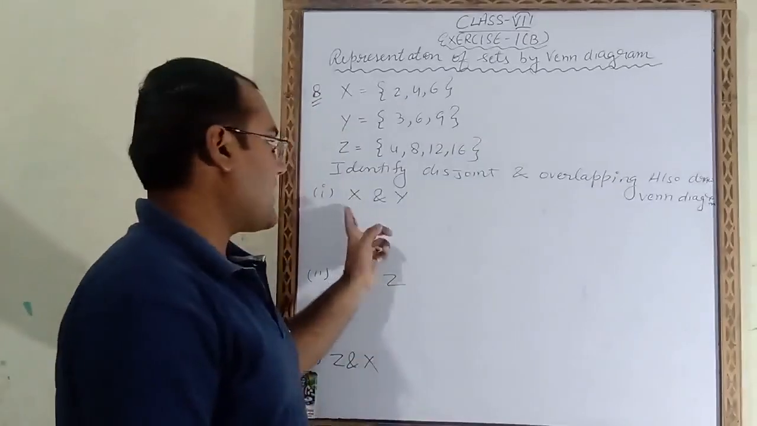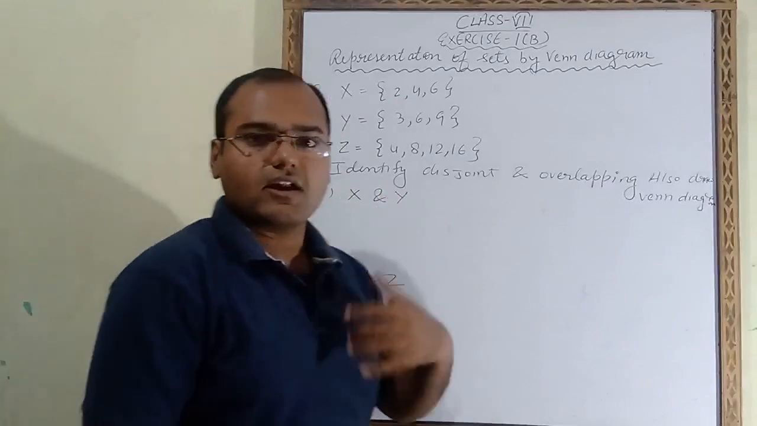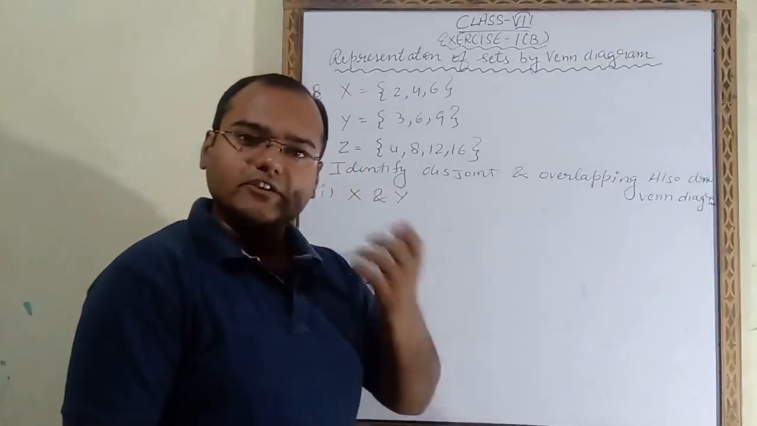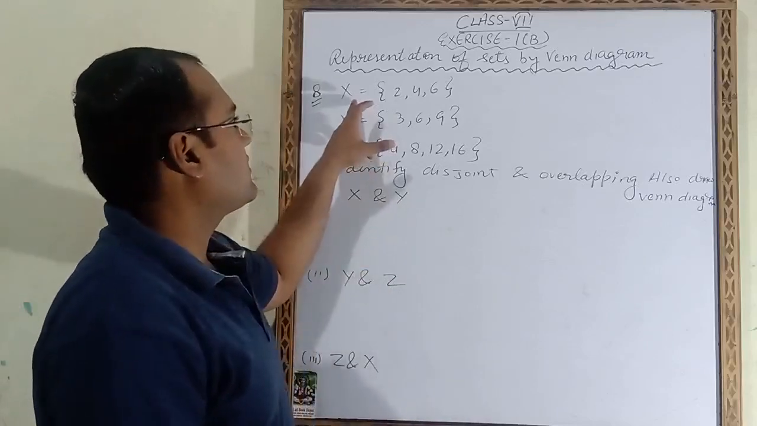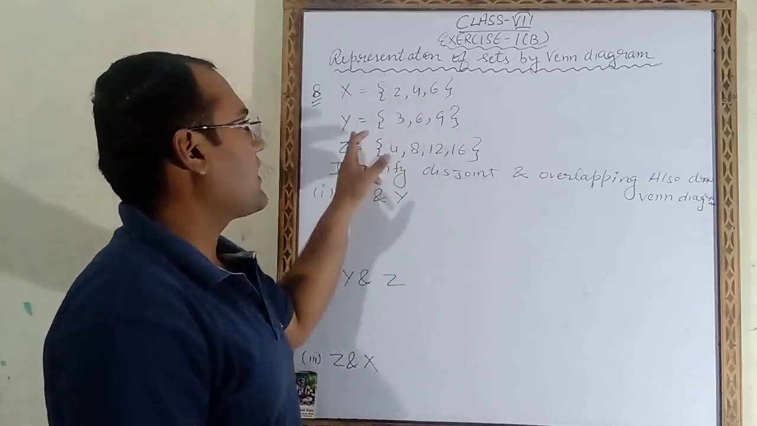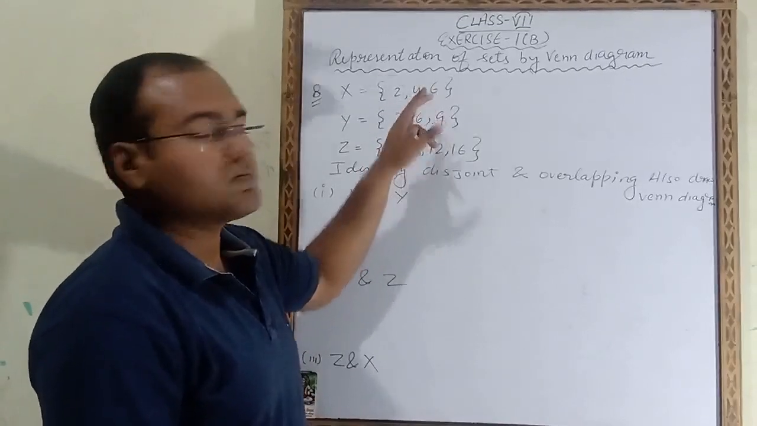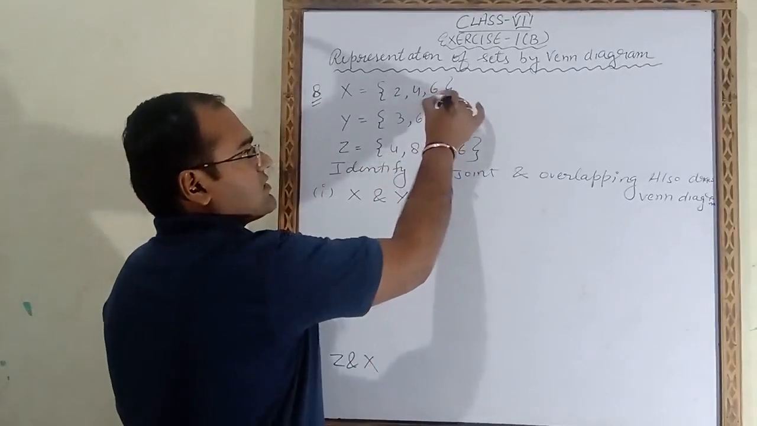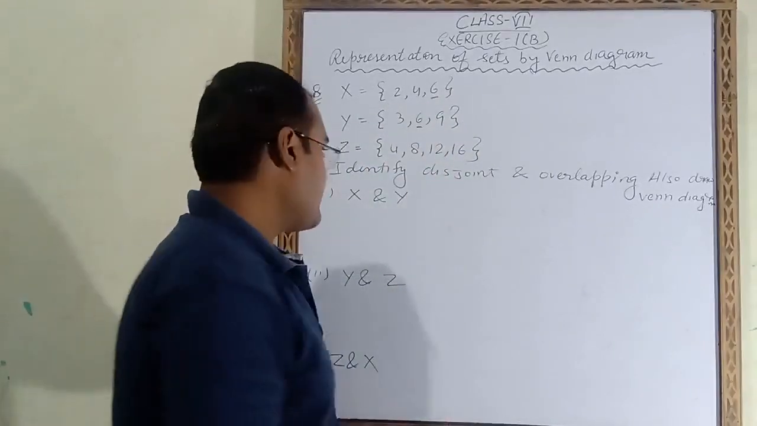So the first part is X and Y. First of all, we have to check whether X and Y sets are overlapping or disjoint. For that, we have to check what is common in X and Y. X set is 2, 4 and 6. Y is 3, 6, 9. Which numbers are common in these two? 6. 6 is coming common here also and here also. 6 is common. So what will you write here?